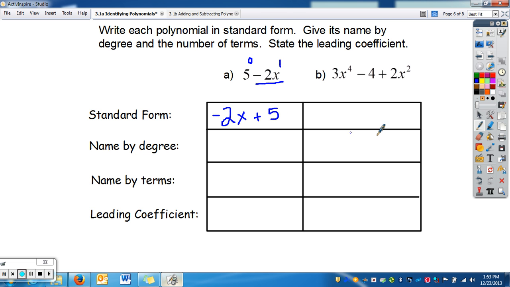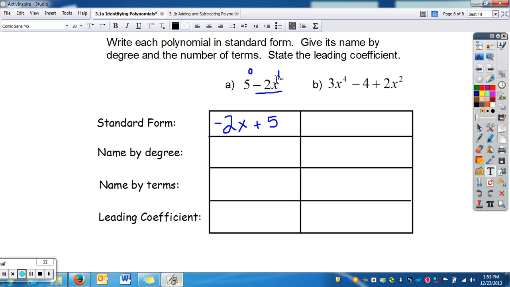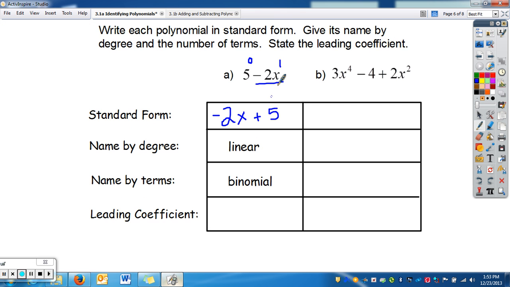So the name by its degree. Its degree, the highest power is 1, so then it is linear. Name by terms, there are 2 terms, 1, 2, so that is a binomial. And the leading coefficient is the number by the highest power, or when you put it in standard form, it is the leading number, so in this case, it's negative 2.